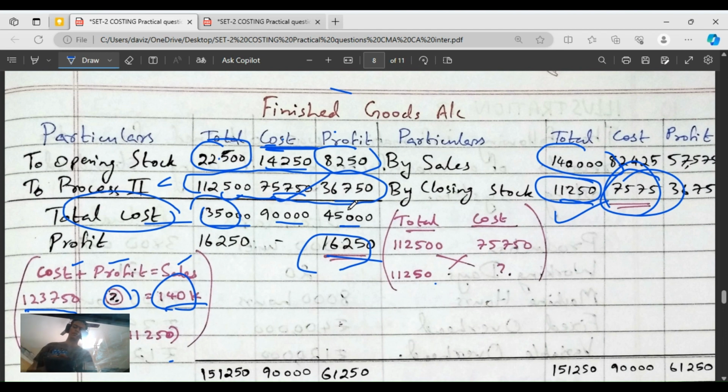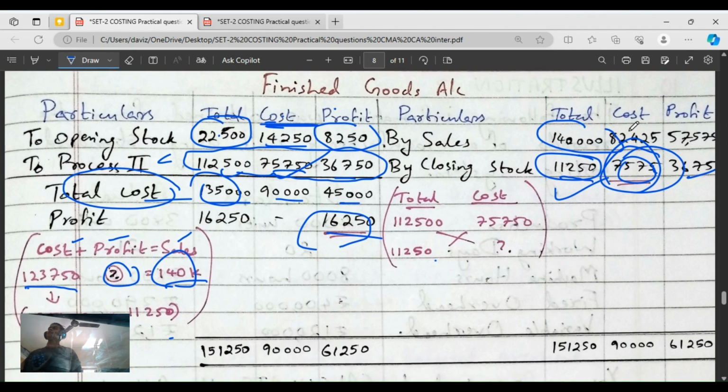11,250 into 75,750 by 112,500. We got 7,575 as cost. Here the profit we can balance it and find out. Then this also, by balancing here, we can find out.